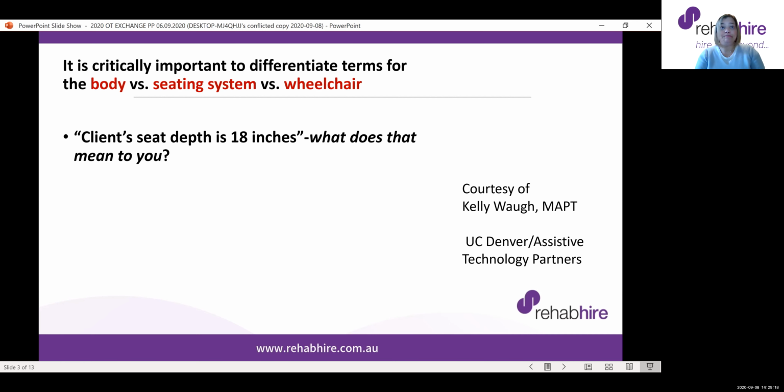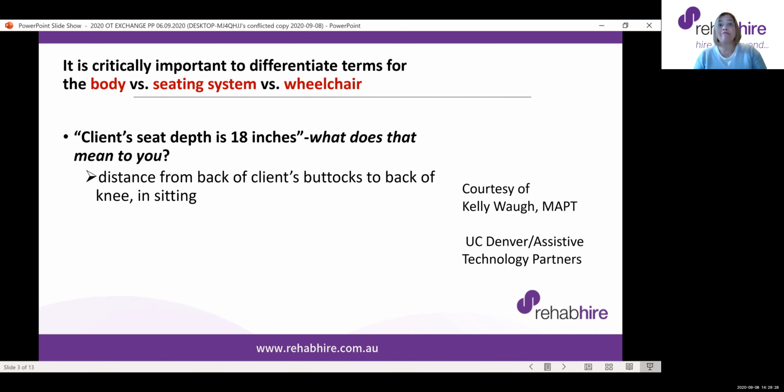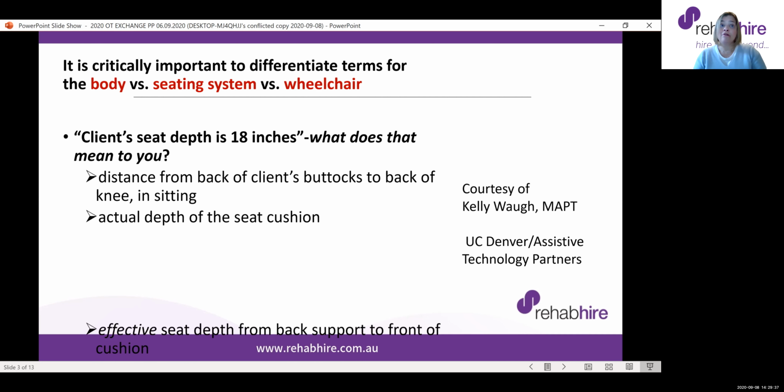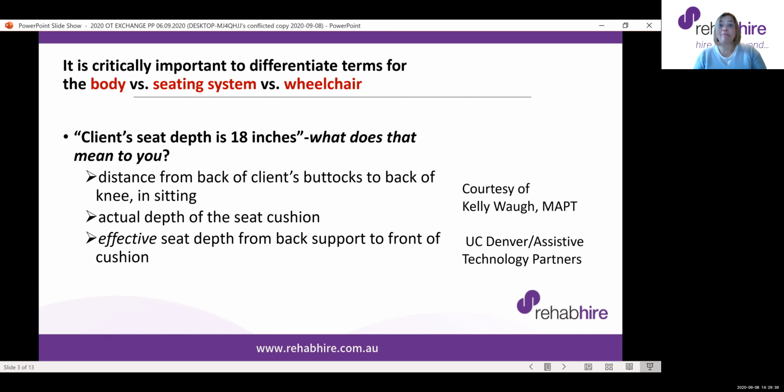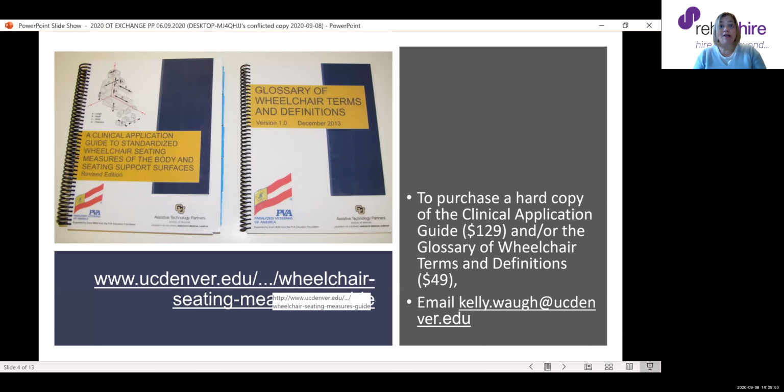Let's look at this example. If you say the client's seat depth is 18, what does that mean to you? And what does it mean to me? Well, it could mean it's the distance from the back of the client's buttocks to the back of the knee in sitting. It could mean it's the actual seat depth of the cushion, or the effective seat depth from the back support to the front of the cushion. And finally, it could be the wheelchair seat frame depth from the back post to the front of the seat pan.